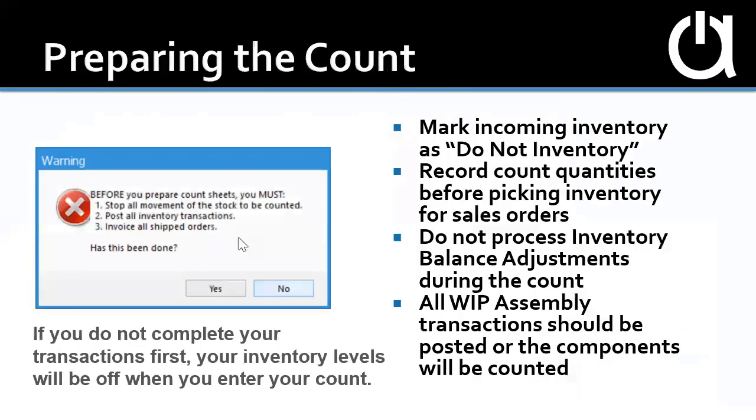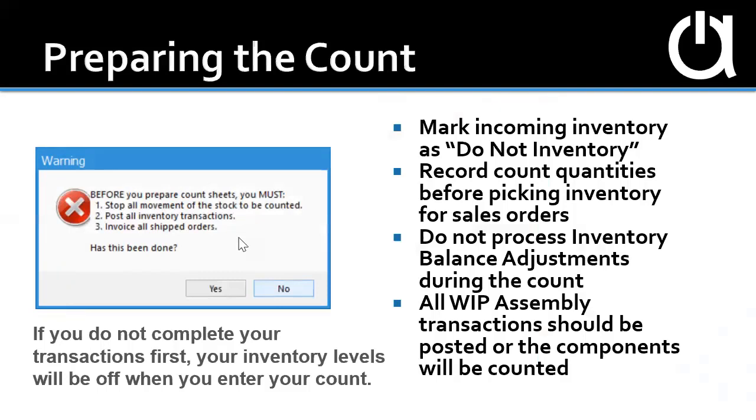All right, so preparing the actual count. Once you hit the OK to actually start the count itself, that is when this message is going to come up. I'll just read it out so everybody knows what it is. Before you prepare count sheets, you must, 1, stop all movement of the stock to be counted. 2, post all inventory transactions. 3, invoice all shipped orders. Has this been done? And it gives you the option for yes or no.